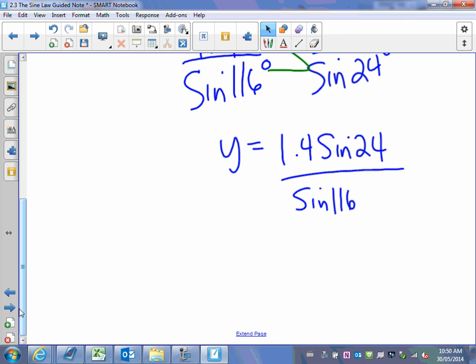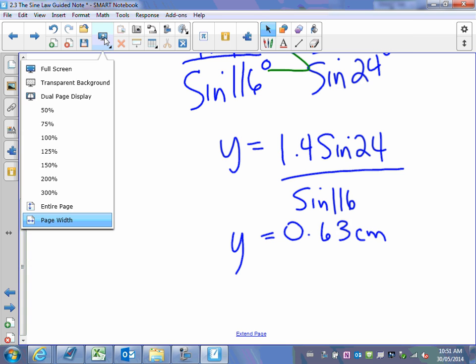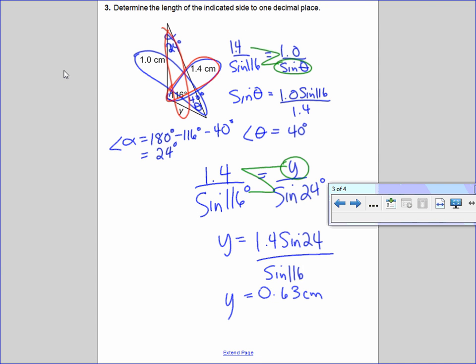Okay, that makes sense. I'm like, why is it so small? So y is equal to 0.63 centimeters. Is it centimeters in the question? Yeah, centimeters. Which makes sense because the other ones are really small, right? Like one side's only 1 centimeter big. So that looks like it should be the smallest side and it's less than a centimeter. So we're okay.